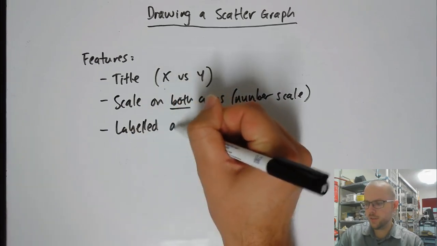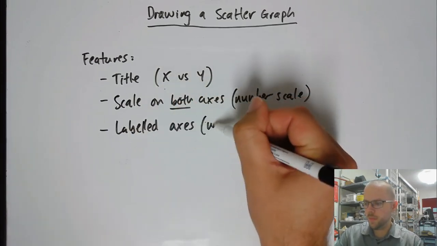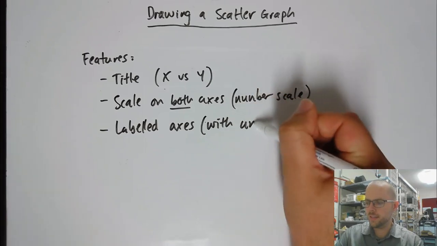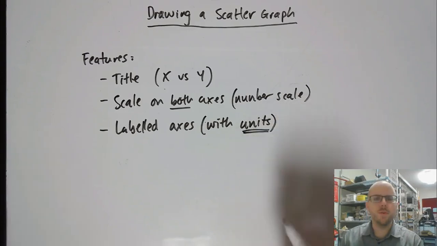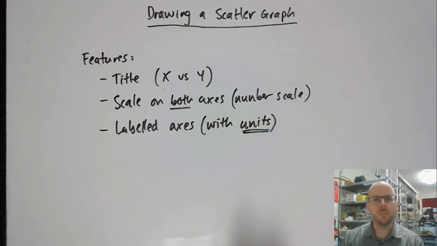We need labeled axes, so that each of our scales has a meaning. We know what each number represents, and for things that are measured in particular units, we identify what those are.